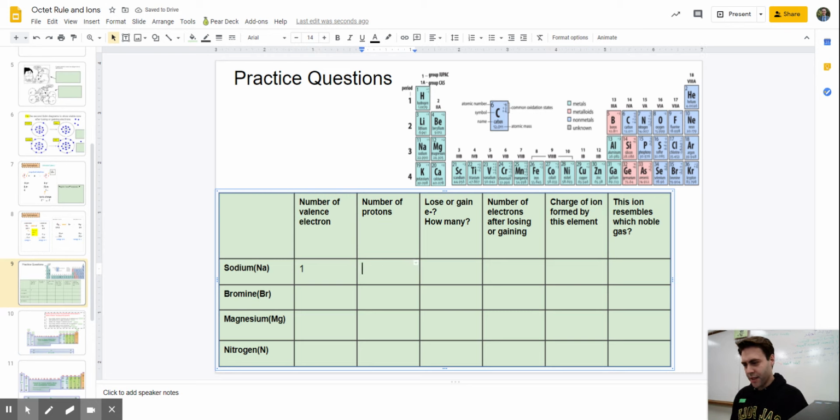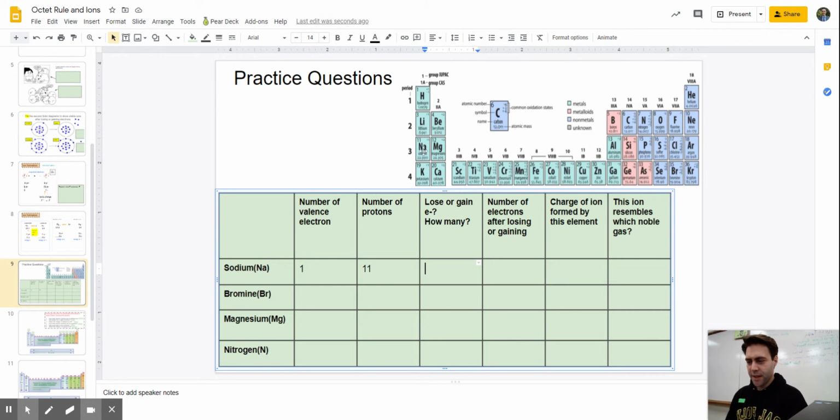Number of protons. How many protons does lithium have? Oh, we're talking about sodium, excuse me. How many protons does sodium have? Well, there's this 11 in the upper left-hand corner. That's the number of protons. So sodium has 11 protons. So will sodium gain or lose electrons? That e minus means electrons.